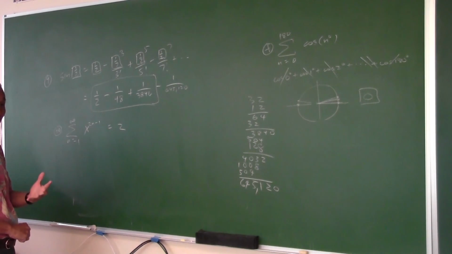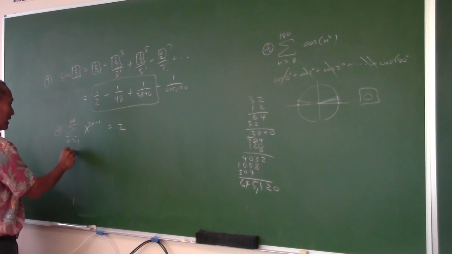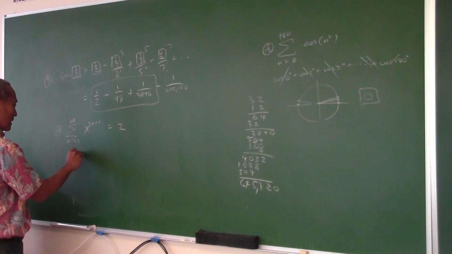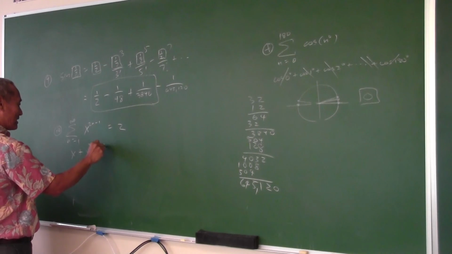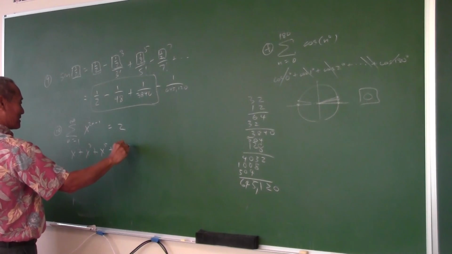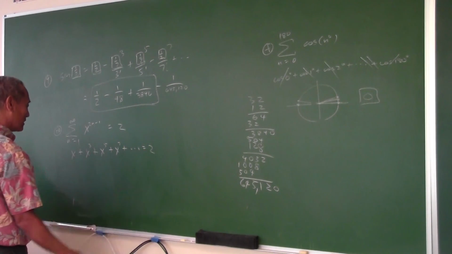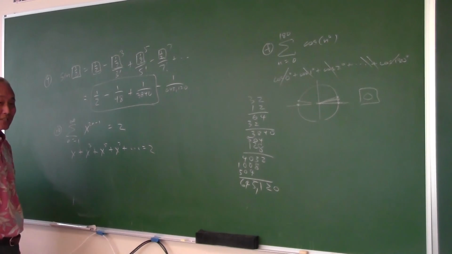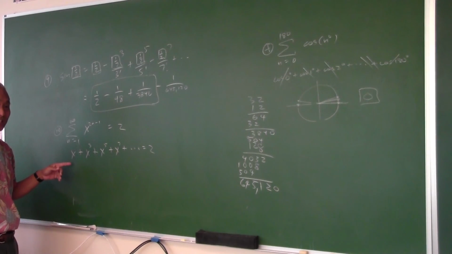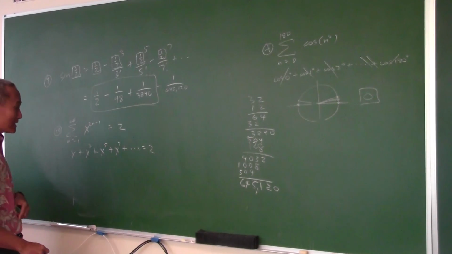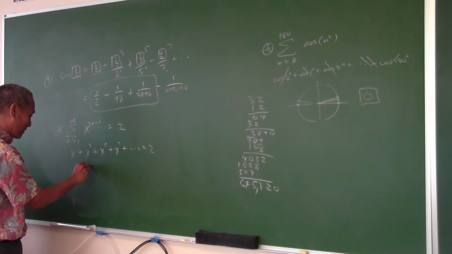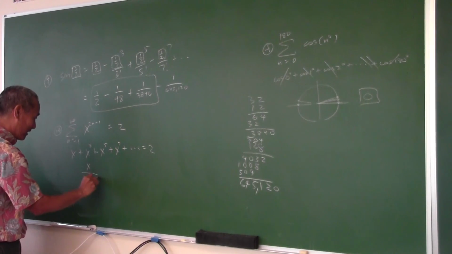Well, how about write out the first 4 terms? Plug in 1, x to the first. Plug in 2, x to the third. Plug in 3, x to the fifth, x to the 7th, plus ... equals 2. Now I see it. This is an infinite geometric series. What's the common ratio here? X squared. So the sum of an infinite geometric series is the first term all over 1 minus r.